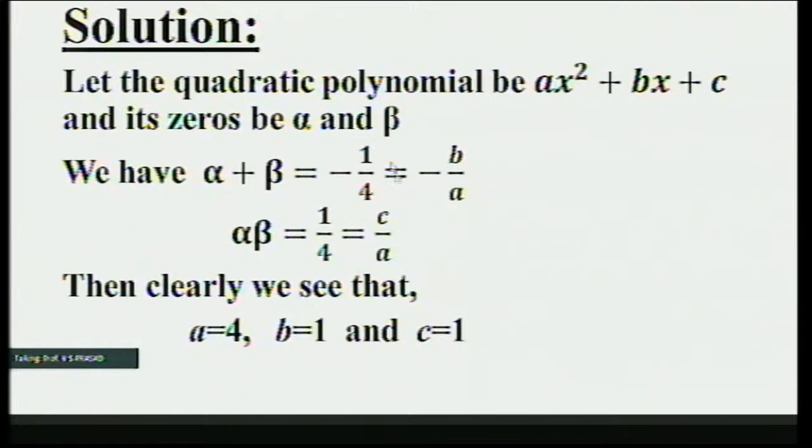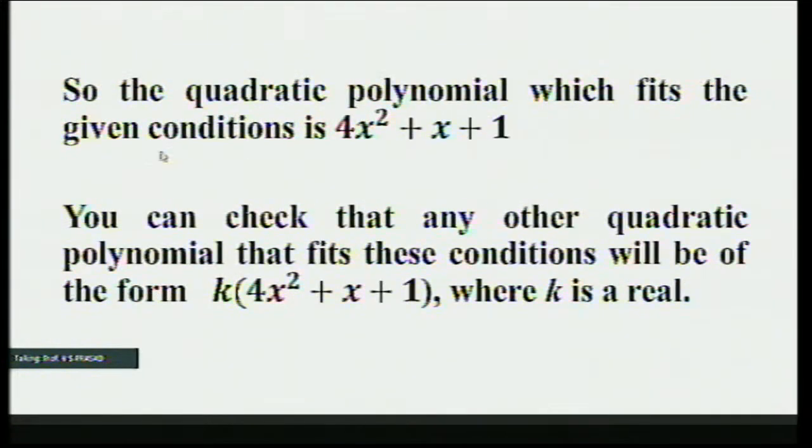Therefore you can write minus 1 by 4 is equal to minus b by a, and the product of the roots alpha into beta is given as 1 by 4, that is nothing but c by a. So by using this relation, by taking a is equal to 4, we can see that the value of b becomes 1 and the value of c becomes 1. That shows that one of the quadratic polynomials which fits the given condition is 4 times x square plus x plus 1. You can check that any other quadratic polynomial that fits these conditions will be of the form k times 4x square plus x plus 1, where k is any real number.